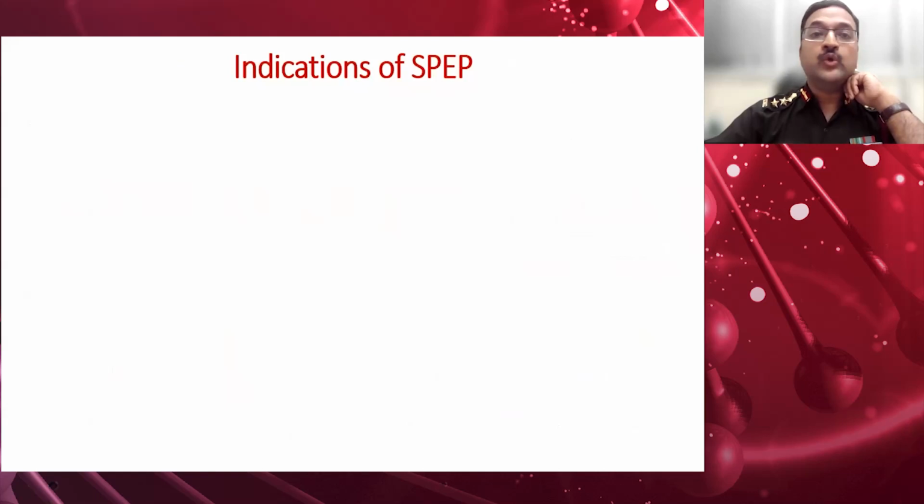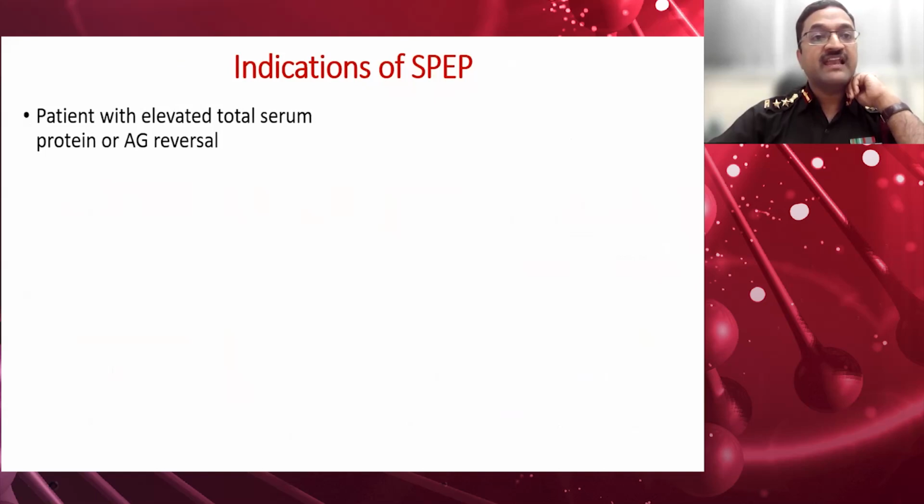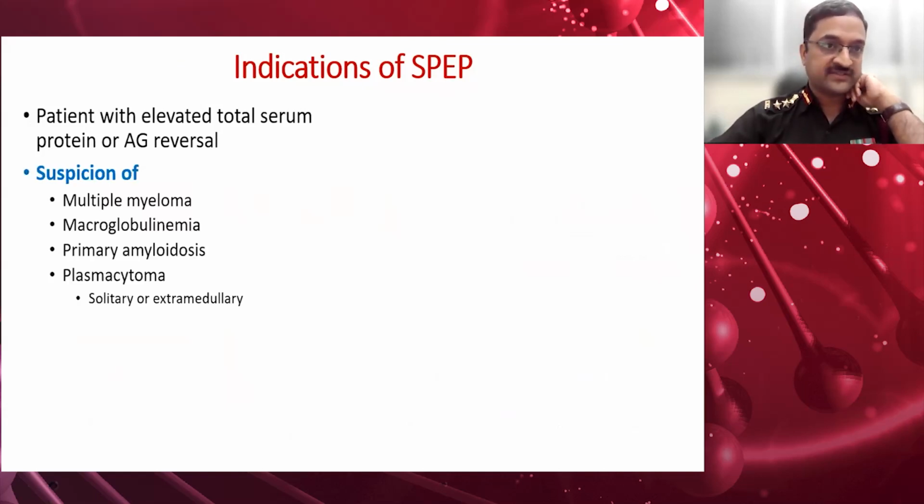Now, when do we do protein electrophoresis? Do we do it in every individual? No. There are specific indications for doing protein electrophoresis. The first and foremost indication is patients with elevated total serum protein or those who have albumin globulin reversal. There are many benign causes for AG reversal also, but generally the patients who have AG reversal and are aged above 40 years should be subjected to protein electrophoresis.